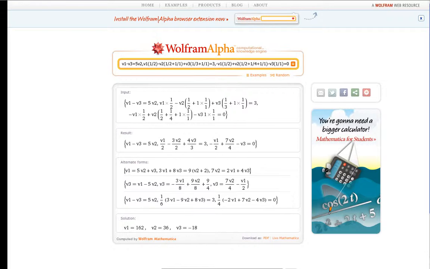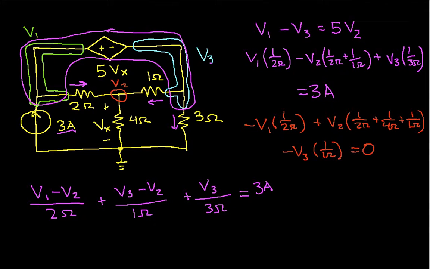So that wasn't so bad, was it? So we can go back and label these nodes then. We have V1 was 162 volts. We have V2, which is the same as Vx, equal to 36 volts. And V3 is minus 18 volts. So there you have it. We've done nodal analysis on a fairly complicated circuit. Complicated in the sense that it had a dependent voltage source that was not connected to the reference node.